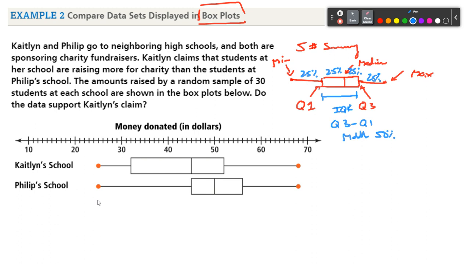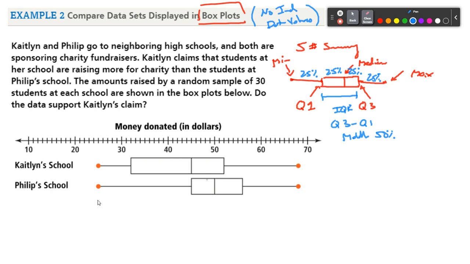Now notice here that there are no individual data values except for the minimum and maximum. That's kind of the downfall for a box plot. You have no individual data values, but it gives you a good idea of the summary of the data. Okay, so there is an explanation of what a box plot is.